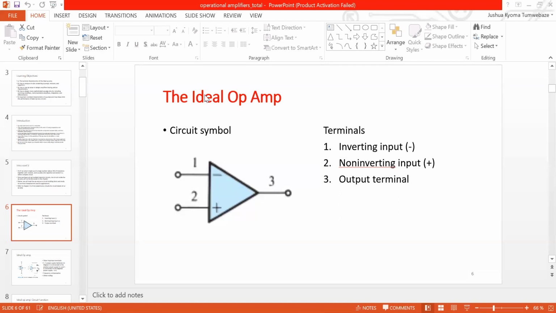Where did I stop? Had I covered the terminals of the ideal op amp? Yes. Okay, so let me try to continue, and we hope the network will not interrupt again.